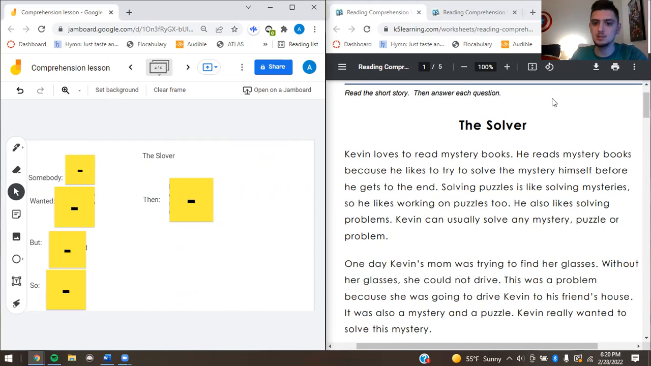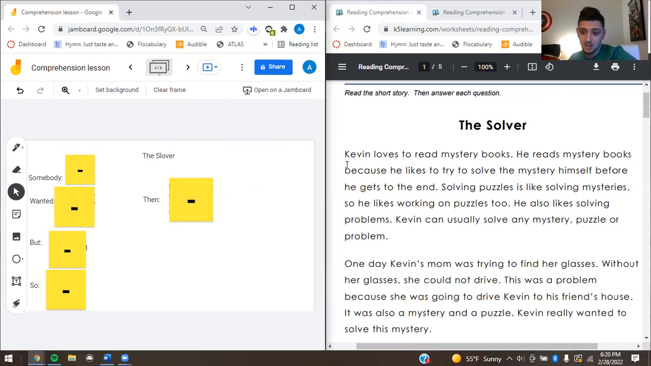He reads mystery books because he likes to try and solve the mystery himself before he gets to the end. Solving puzzles is like solving mysteries, so he likes working on puzzles too. He also likes solving problems. Kevin can usually solve any mystery, puzzle, or problem.